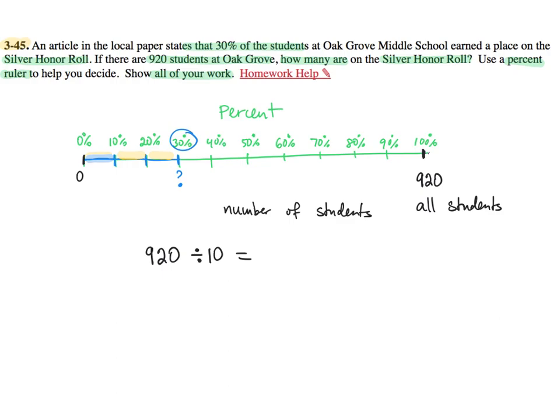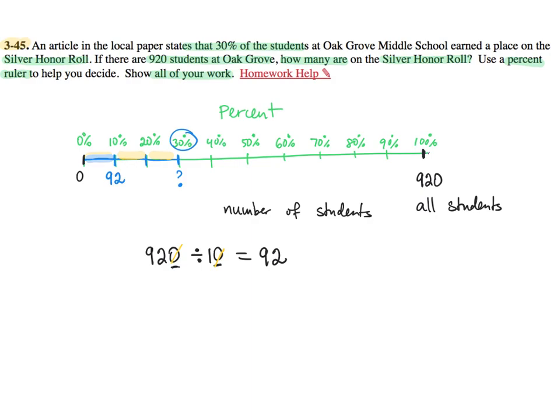So in this case, it's 92. Okay, I'm doing mental math. When I divide by 10, I was looking at the zeros. It's almost like it's 92 tenths, so 92 when you divide by 10. Okay, so I'm going to record that under the 10%. So I found the 10% to be 92 students.